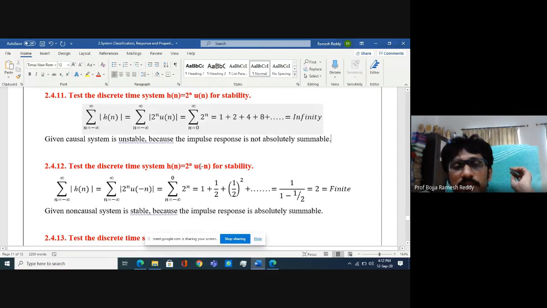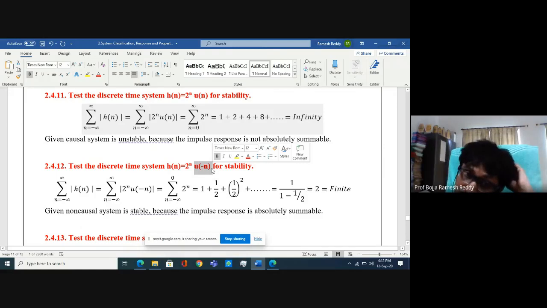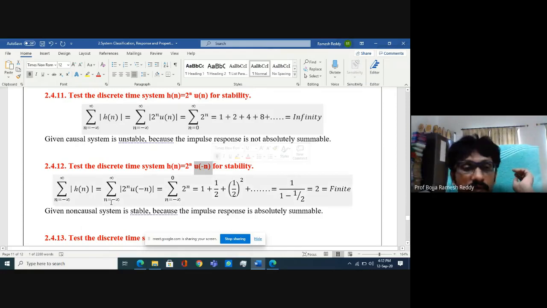This is because of u of minus n. U of minus n means a left-sided signal, which is a non-causal signal. We are testing a non-causal signal for stability. Now repeat the procedure: summation of modulus of h of n, that is summation of modulus of 2 power n u of minus n.